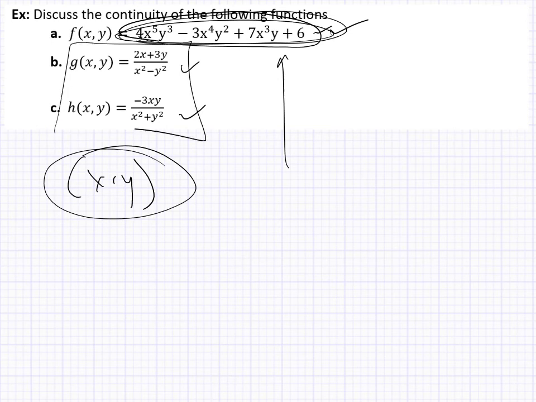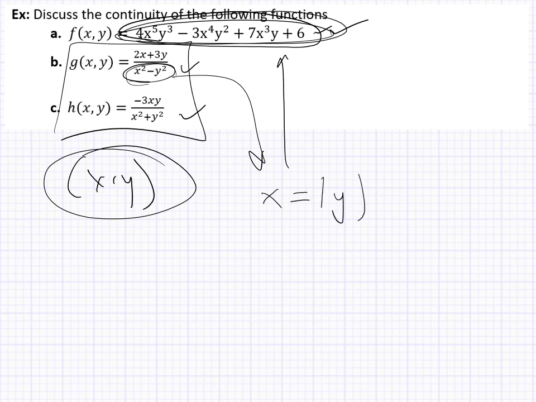That's not the case for our rationals. Our rationals, what do we know? We know the denominator can't equal 0. So all the x's and y's that make this denominator 0 essentially will make the function not exist and therefore discontinuous. So which x's and y's will that happen? Well, those x's and y's that'll make that happen will be all the x's and y's such that x equals the absolute value of y.